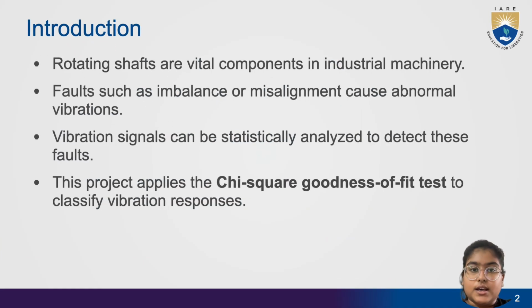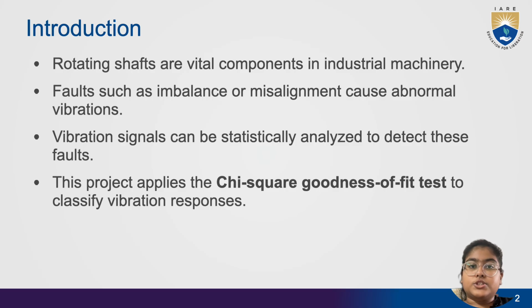Rotating shafts are an essential part of most industrial machines, from motors to turbines to compressors. When these shafts develop faults such as imbalance or misalignment, they produce abnormal vibrations that can eventually lead to mechanical failure. Traditional vibration analysis methods rely heavily on visual or frequency domain interpretation, but they don't always account for random variations in the data. That is where the study comes in.